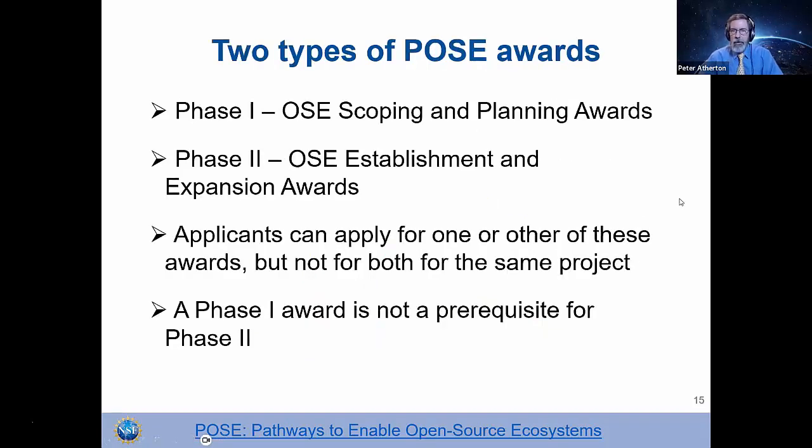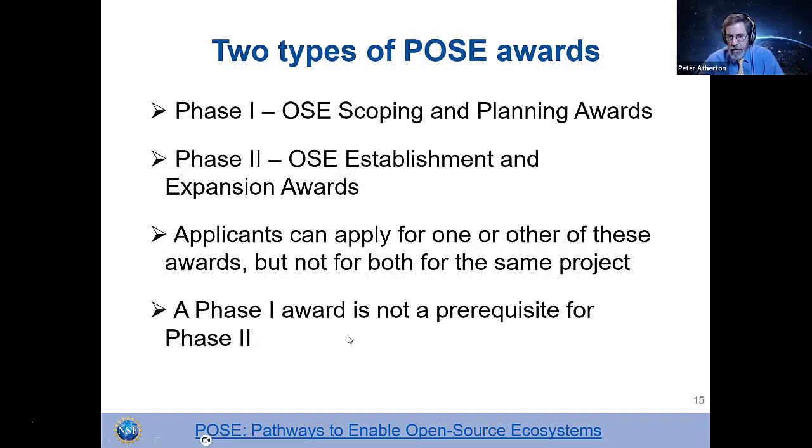Okay, so let's switch gears now and talk about the program a little bit. As you probably know, there are 2 types of POSE awards, Phase 1 awards and Phase 2 awards. Phase 1 awards are scoping and planning awards, and Phase 2 awards are what we call establishment and expansion awards. So projects where you actually are building something. Applicants can apply for one or other of these awards, but not for both for the same project. So you can't submit basically the same idea to Phase 1 and Phase 2 at the same time.